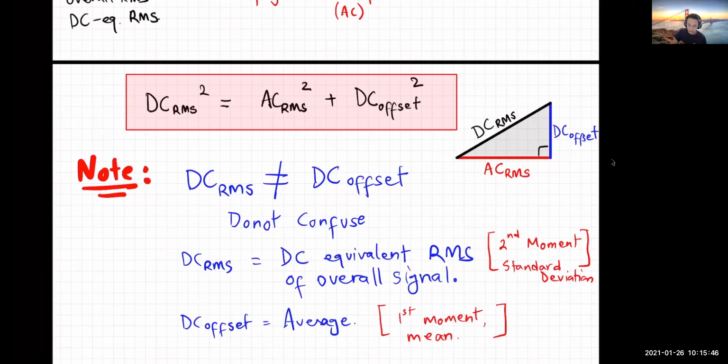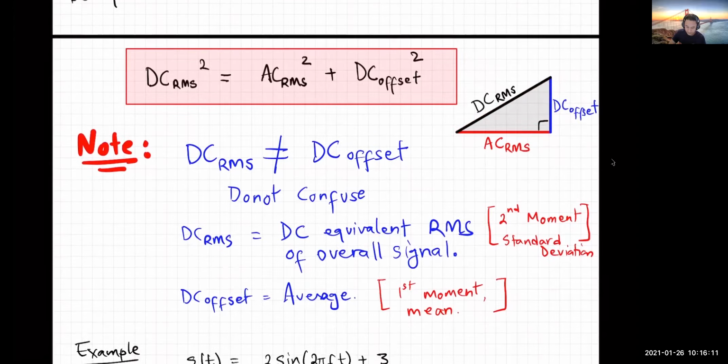To remember this expression, you can think of it in terms of the Pythagorean theorem, where you have a signal being composed of the AC part and the DC part. But when we take the DC RMS, it's as if you're combining the base and the height to get the hypotenuse of the right triangle.